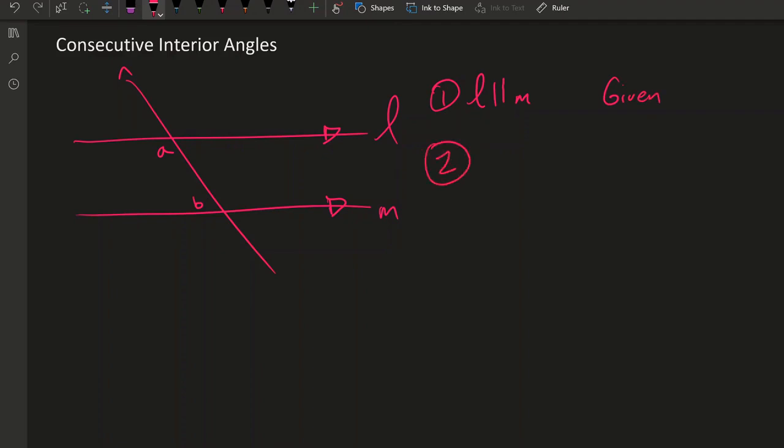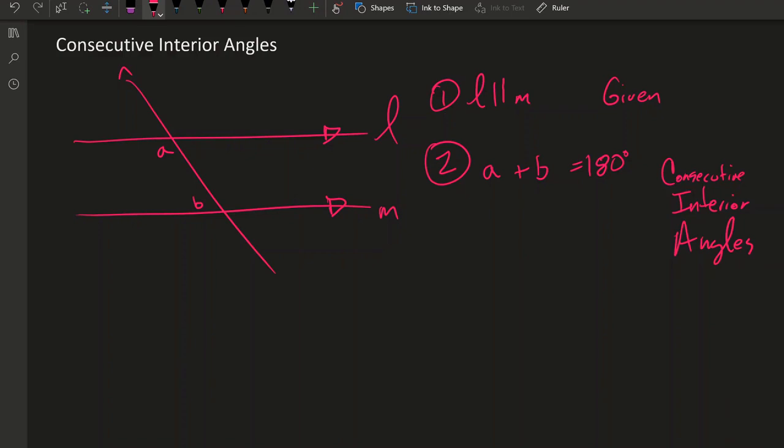Step 2, I can say, A does not equal B on the consecutive ones, but they are supplementary, so that means A plus B is equal to 180 degrees because of the consecutive interior angles.